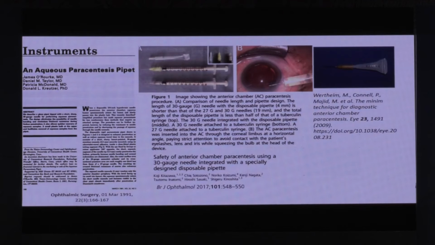One is a paracentesis pipette. This is another from the Japanese, where they have made a very short needle and a plunger. And this is the Minim, where it is filled with saline. So you just press that, and when you release the pressure, the aqueous automatically enters the eye.